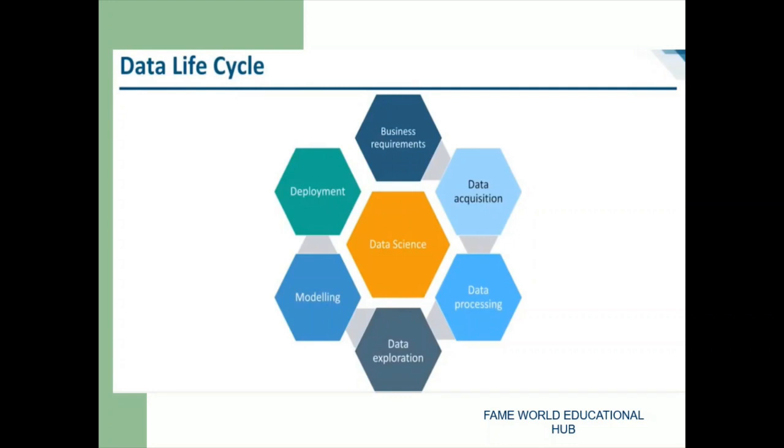Basically, there are 6 steps in the data science life cycle. It starts with business requirement, next data acquisition. After that, you will process the data, that is data processing. Then there is data exploration, then modeling, and finally deployment.